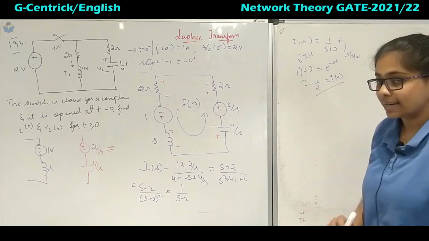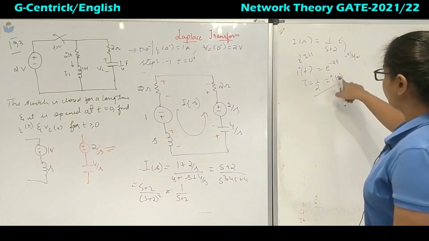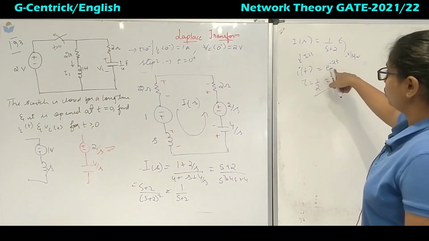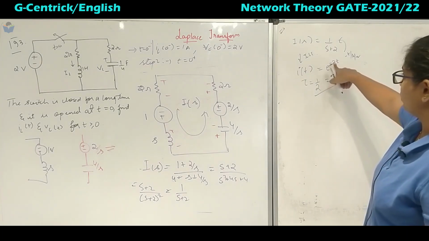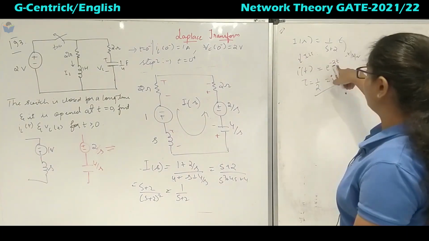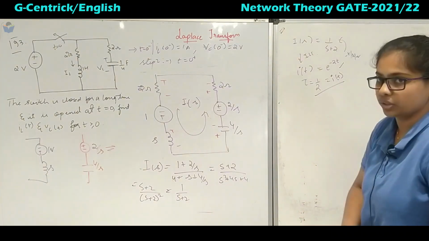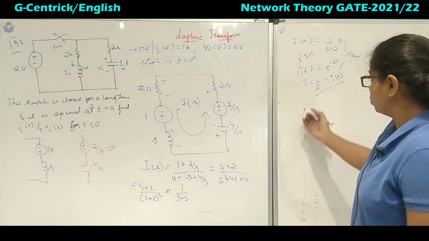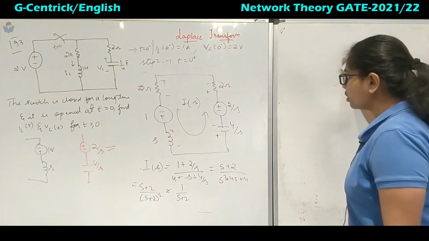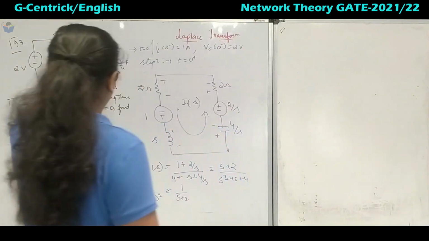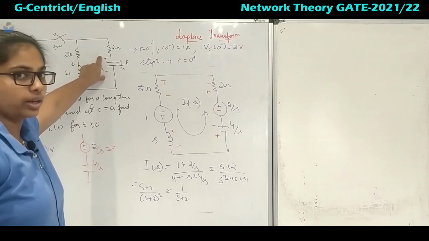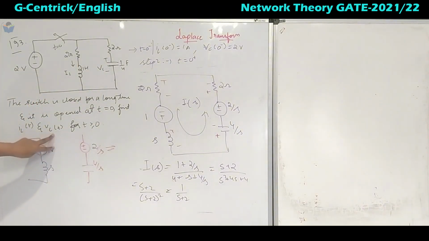Now we got the generalized equation for this one. If you put 0 minus in this, you will get the value as 1 ampere. So this is the correct equation. Next, coming to the calculation of Vc of t, we need to get the generalized equation, they have not asked for the specific one.